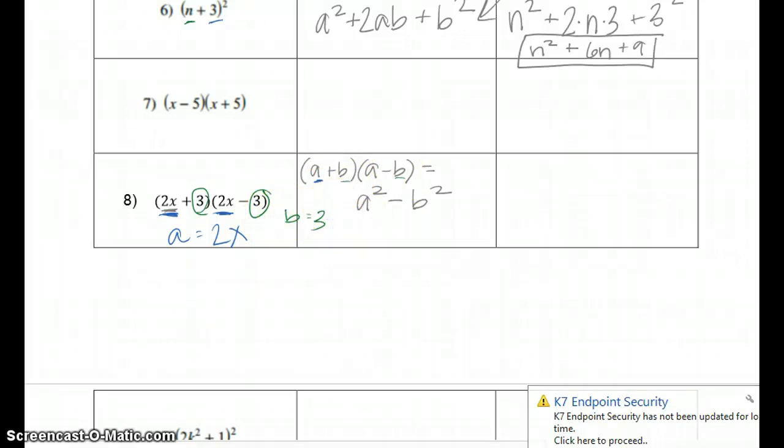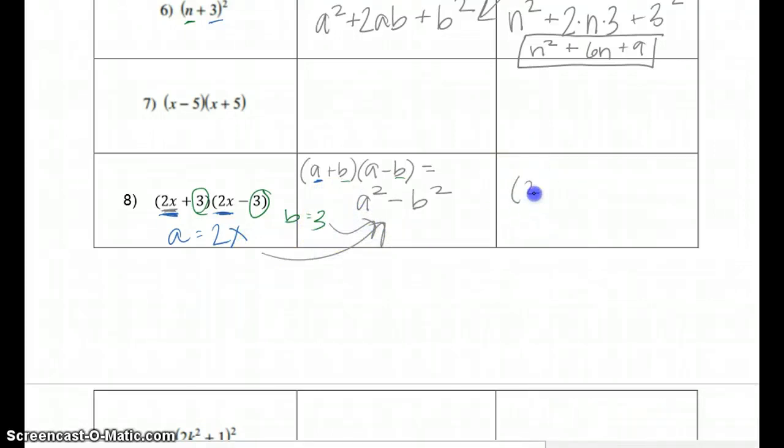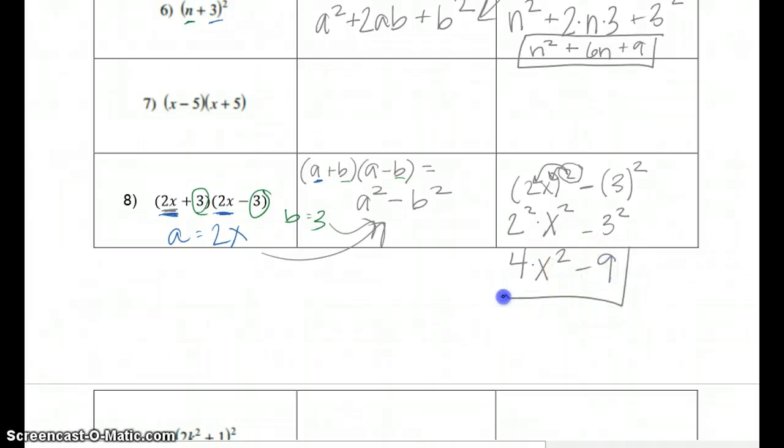So again, we plug both of these values into our solution. For a squared, we take 2x squared. We're squaring the entire part that is equal to a, so the 2 and the x. So we put that in parentheses. Minus, for b, we just have 3, so minus 3 squared. Whenever we have an exponent and we're multiplying things inside parentheses, the exponent needs to be distributed. So we get 2 squared times x squared minus 3 squared. We can simplify this to get 4x squared minus 9 as our final answer.